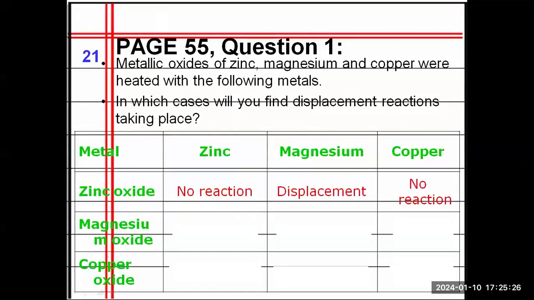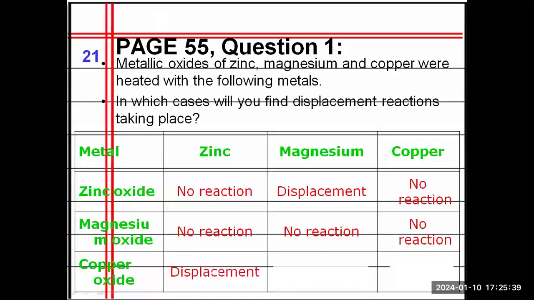Zinc and magnesium oxide will not show any reaction. Magnesium and magnesium oxide will not show reaction. Copper will also not show any reaction with magnesium oxide. Zinc will displace copper from copper oxide. Magnesium will also displace, but copper will not displace copper from copper oxide. So this depends on the reactivity series.